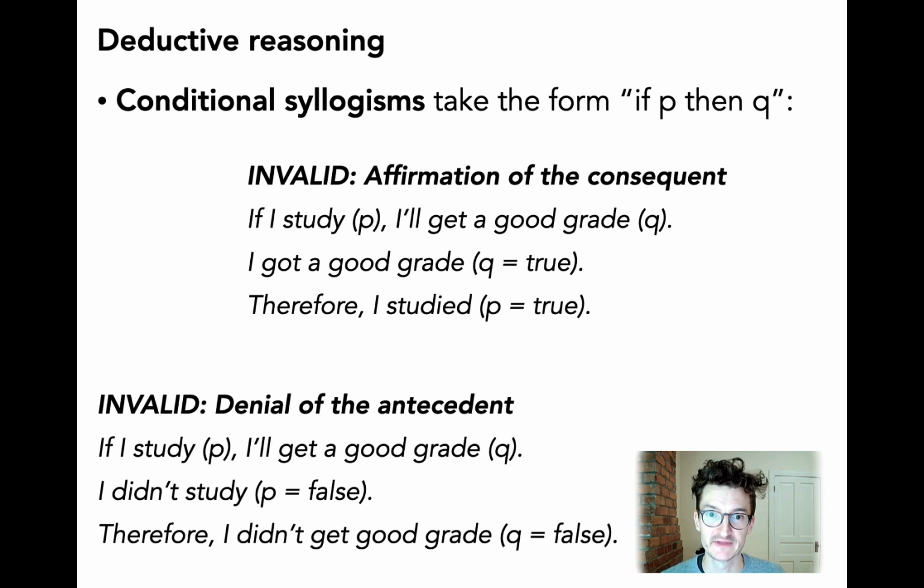Another invalid form of the conditional syllogism is known as denial of the antecedent. If I study, I'll get a good grade. If P is false, again, we can't really conclude anything. We can't come to some logical conclusion. If I study, I'll get a good grade. You didn't study. It's unclear what's going to happen now. You may get a good grade, you may not get a good grade. There's no conclusion that we can draw when P is false.